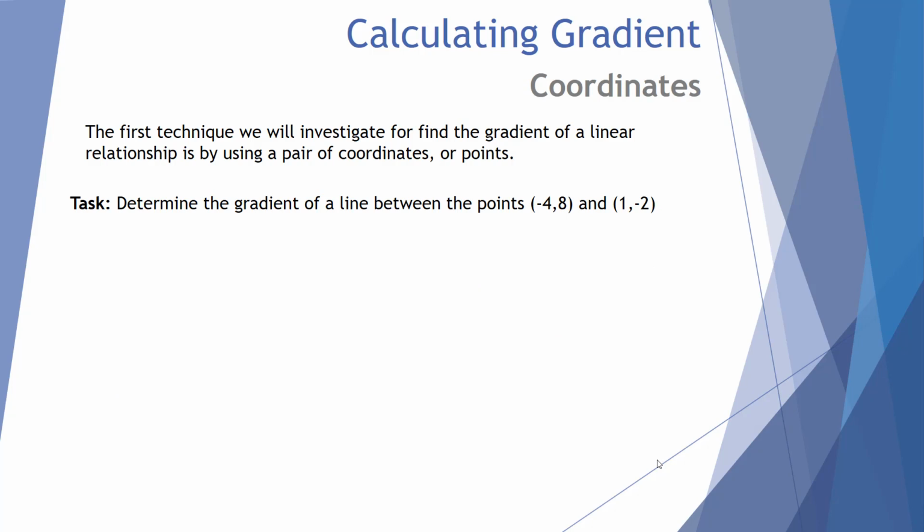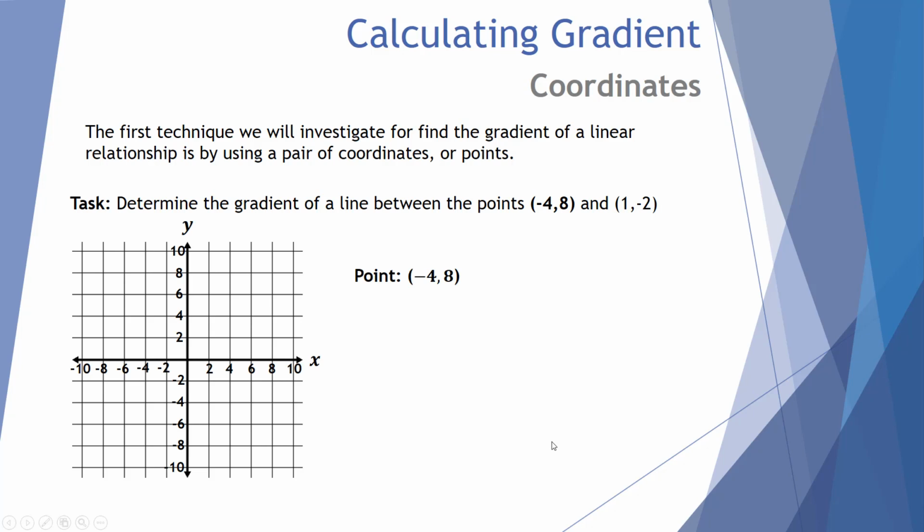Determine the gradient of a line between the points minus 4, 8 and 1, minus 2. Let's look at this graphically. The first point has an x coordinate of minus 4 and a y coordinate of 8, and they intersect at this point here. So we put a dot and we label it minus 4 and 8.